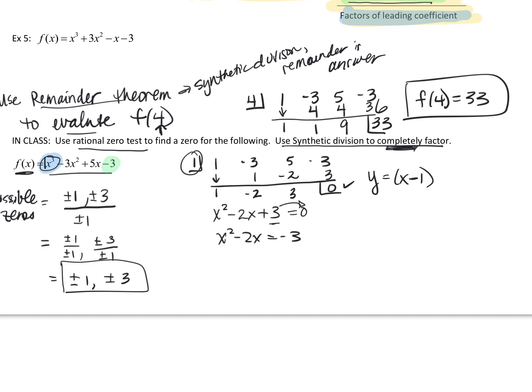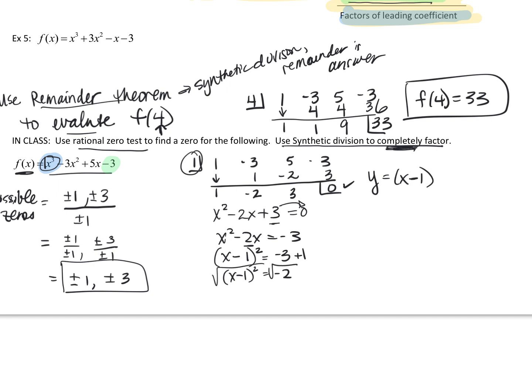Now I complete the square. I copy the variable, copy the sign, cut the value in half, and square it. So I have negative 3, and I have to take negative 1 and square it and add it to the right side, so that's going to be plus 1, right? So I have x minus 1 squared equals negative 2.